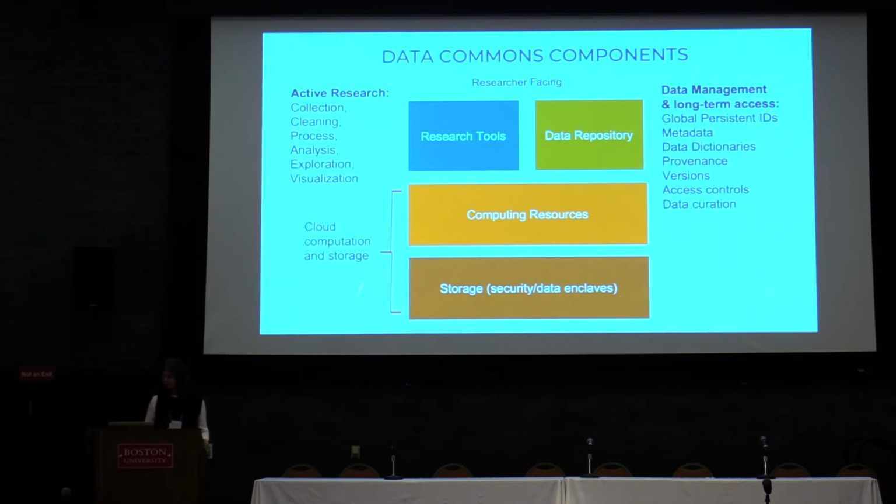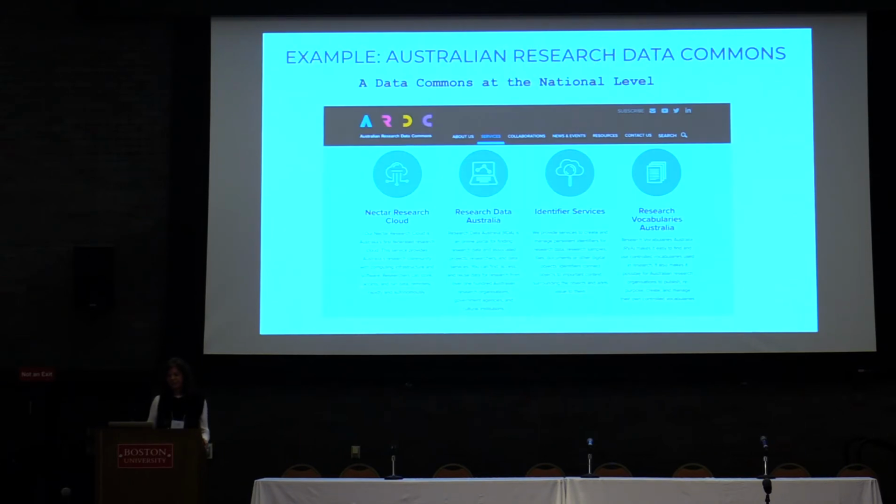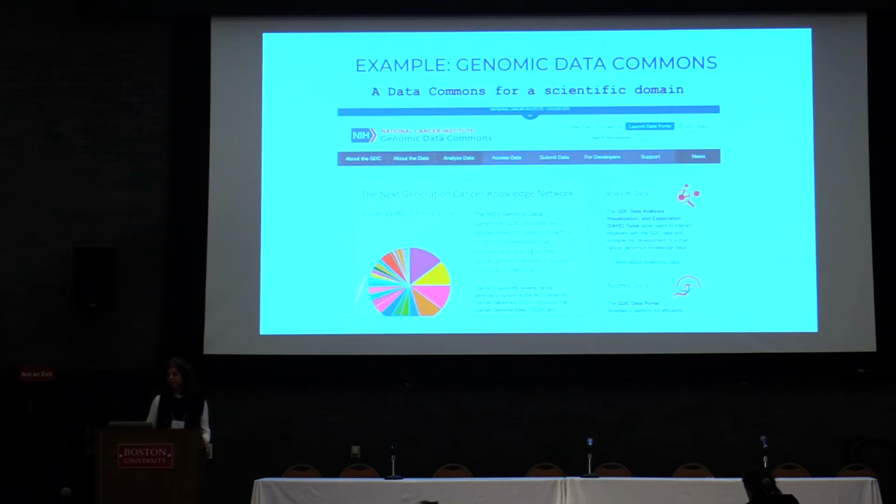So when you're talking about a data commons, it's bringing all these pieces together: the active research and the data management, on the cloud with lots of storage and computing resources. Here are a couple of examples of what a data commons can be. Australia has started the Australian Research Data Commons, which is a set of services that work well together to support researchers in the cloud and access to data.